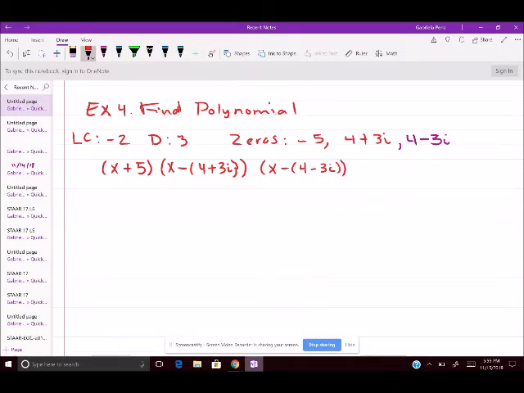So the first thing we have to do is get rid of this parentheses. So this becomes x minus 4 and also a minus 3i. Here it becomes an x minus 4 plus 3i, when we distribute to both of those. And please don't forget that we have the x plus 5 here.